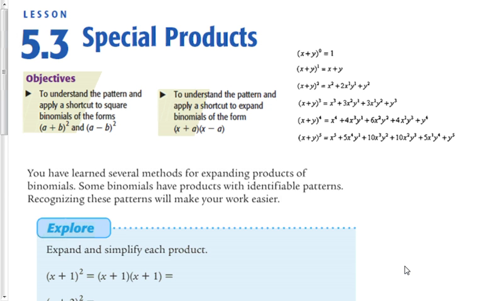Hey students, this is lesson 531. In this lesson, we're going to look at some special products where we're multiplying two binomials and they turn out in somewhat of a pattern that we can predict.